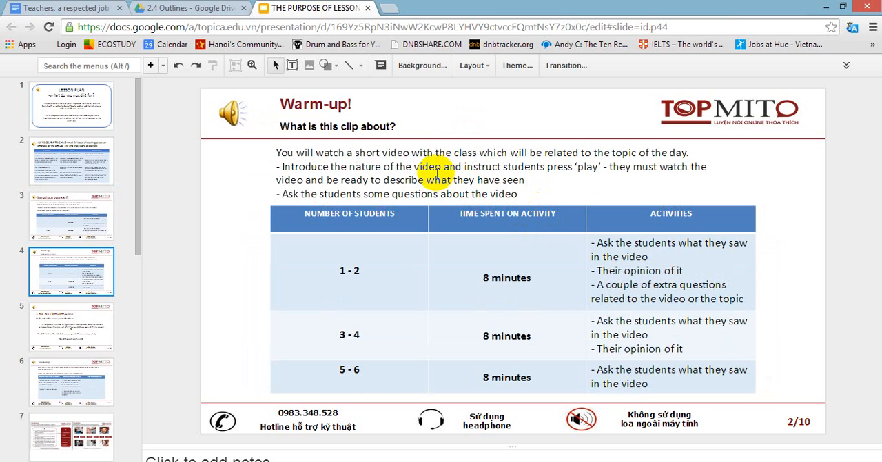If we have fewer students, for example 1 to 2, we can ask the students what they saw in the video and ask their opinion of it. And also it's good to have prepared some extra questions related to the video or related to the topic of the day. Obviously, if we have more students, then we will ask them fewer questions and ask them maybe just to describe what they saw in the video, just to save time.